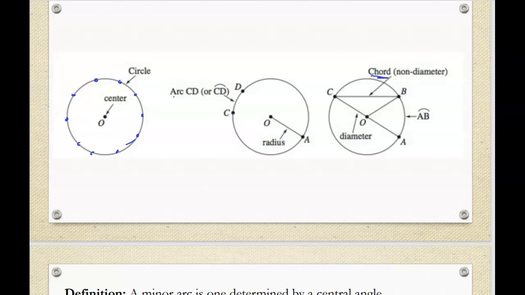Now we could have an arc from B to A. We could have an arc from C to B. We could have an arc from C to A. Okay, any of those could be considered arcs.